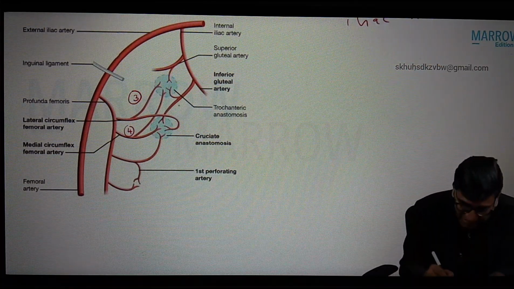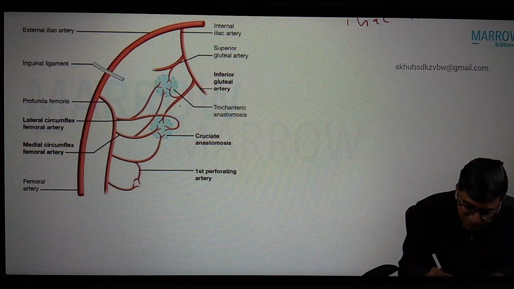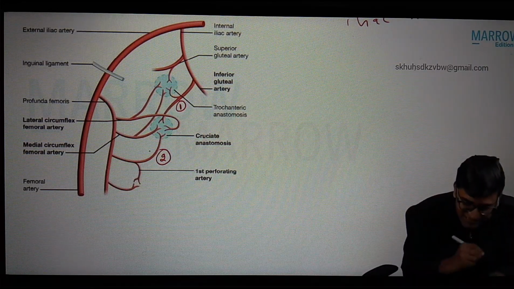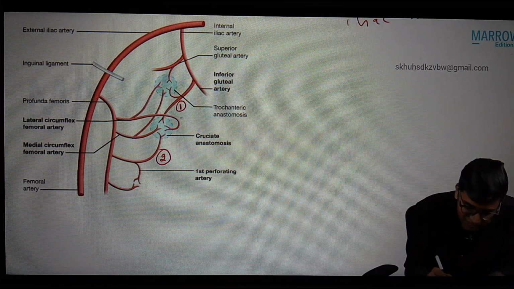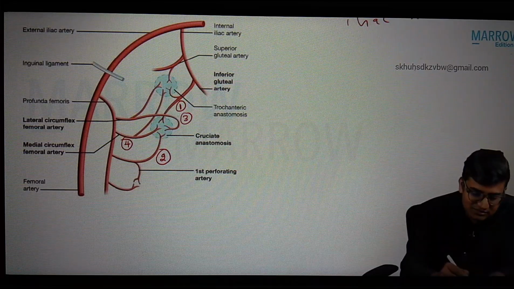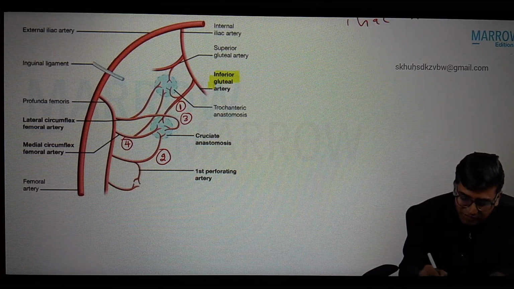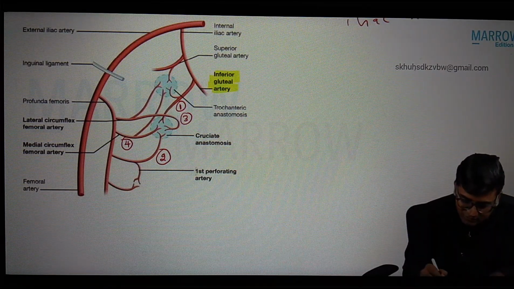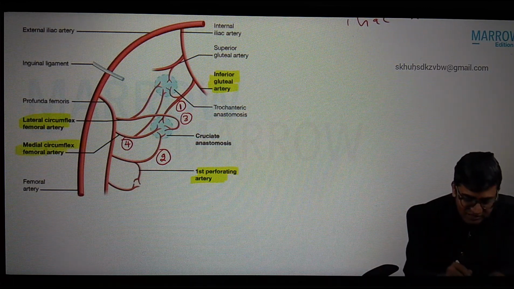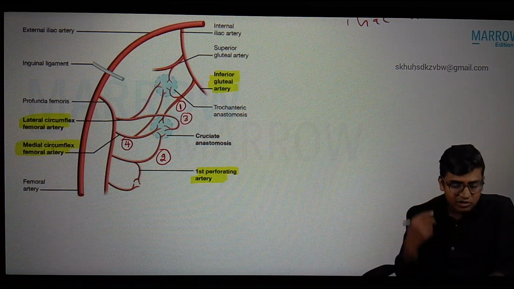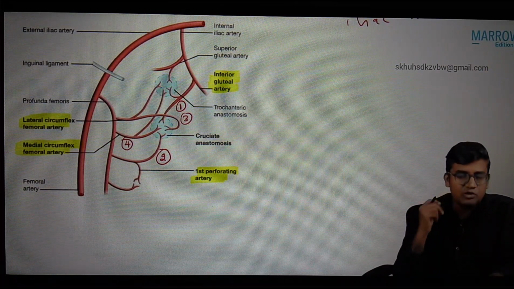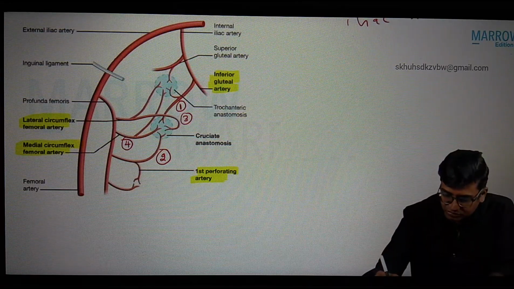These arteries are inferior gluteal artery, and the first perforating artery ascending branch, again lateral circumflex femoral and medial circumflex femoral. What are the arteries? So, I will highlight inferior gluteal artery and first perforating artery ascending branch, lateral circumflex femoral and medial circumflex femoral. So, these arteries are involved in the cruciate anastomosis. So, these are the arteries involved in trochanteric anastomosis and cruciate anastomosis.